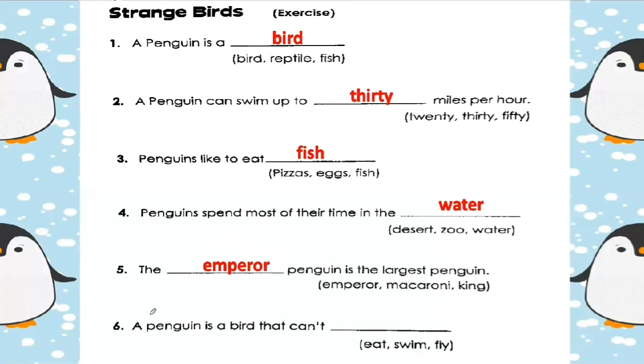Then number 6, a penguin is a bird that can't dash: eat, swim, fly. A penguin is a bird that can't fly, and you can see this answer in the first paragraph. A penguin is a bird that can't fly. I hope you all have enjoyed this comprehension.